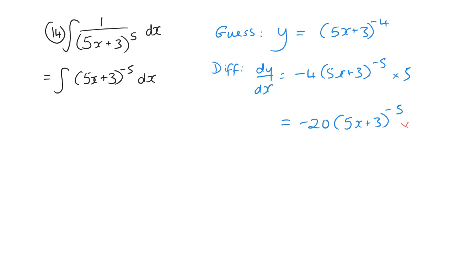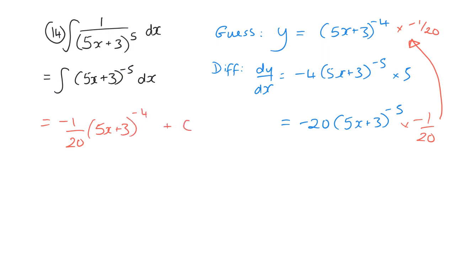So I want to get rid of the minus sign, and I want to get rid of the 20. So I'm going to multiply by -1/20th. So I'm going to multiply up here by -1/20th. And we get -1 over 20 upon (5x + 3)^-4 + c. Or you could tidy that up a bit and put it back into the form of the question by writing -1 over 20 upon (5x + 3)^4 + c.